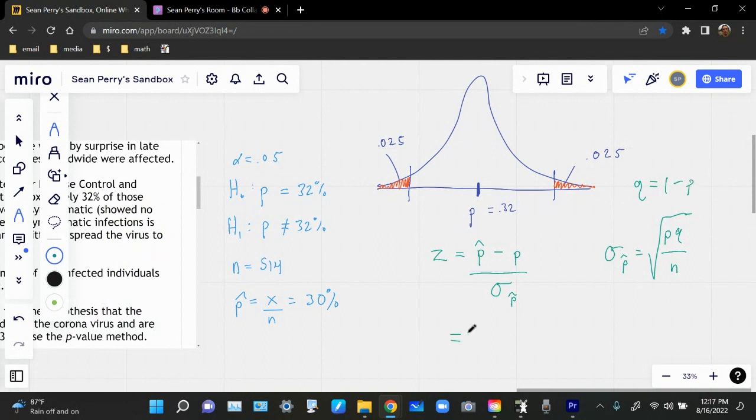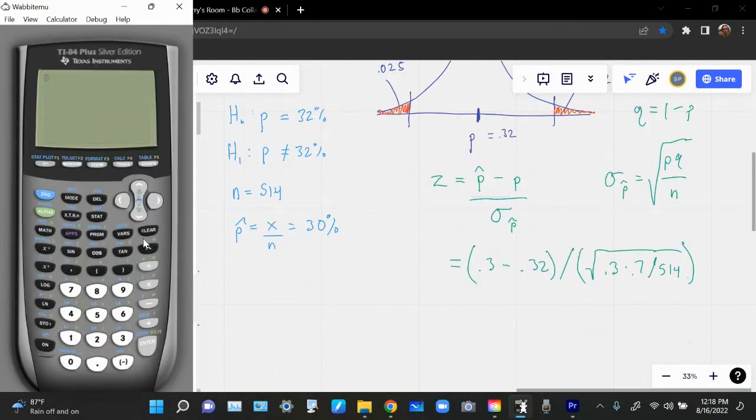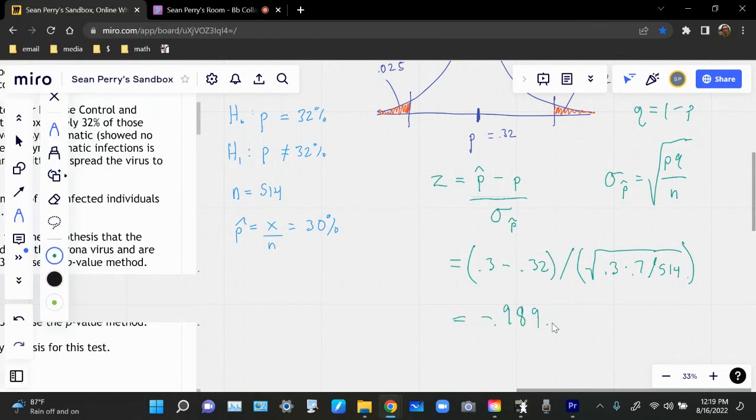So you know me, I'll plug this whole thing into my calculator. We have 0.3 minus 0.32 in the numerator, so I put that in parentheses, and I divide that by the following, which I'm also going to put in parentheses. This is the square root of 0.3 times 1 minus 0.3 divided by N, as so. Typing this into our handy-dandy calculator, we get the following: negative 9.89 and so on.